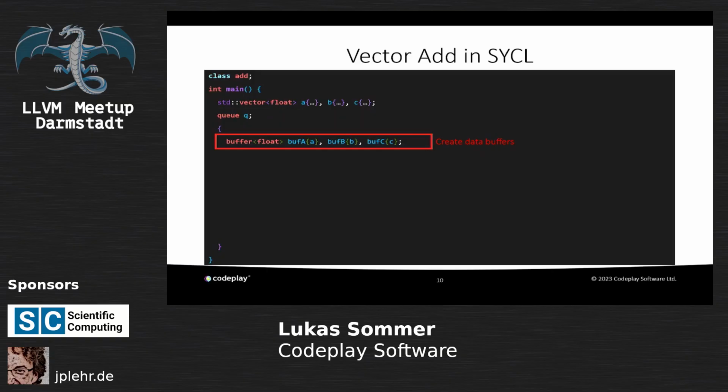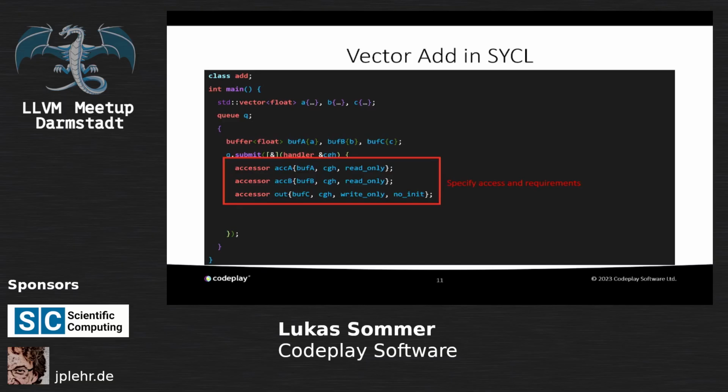That itself is not going to do much. It's just a way of saying to the SYCL runtime, okay, this is some data that I want to use later on some device, for example. Okay, so then we're going to submit some work to our queue. And the first thing we need to do, we need to get some access to data on the device. So we create 3 accessors.